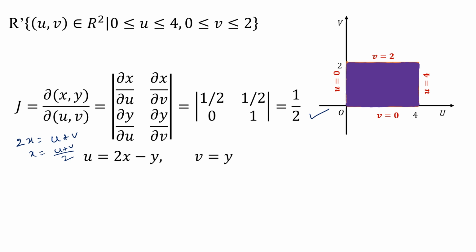can take. So from there you can write del x upon del u is 1 by 2, del x upon del v is also 1 by 2. And finally, the determinant of this matrix is 1 by 2. So your Jacobian is 1 by 2 that you get.